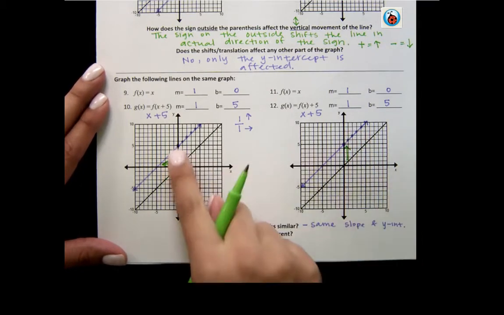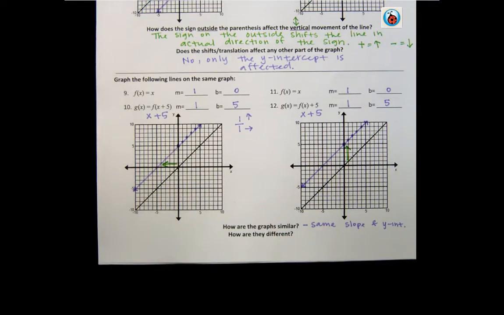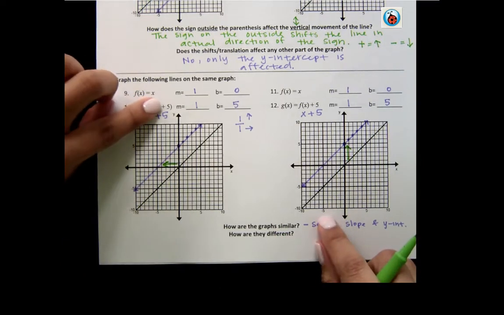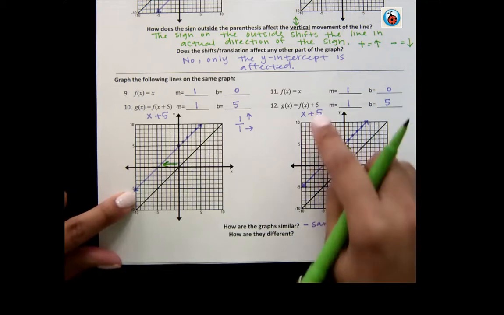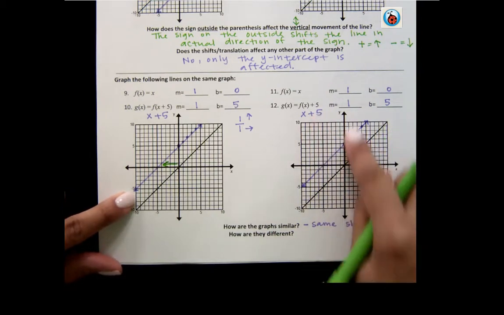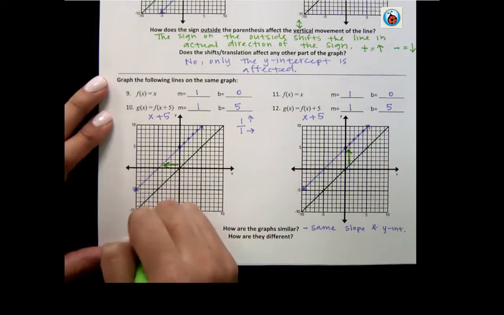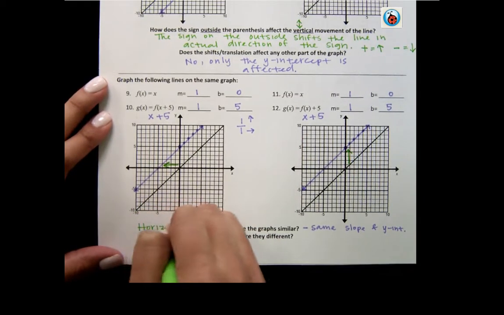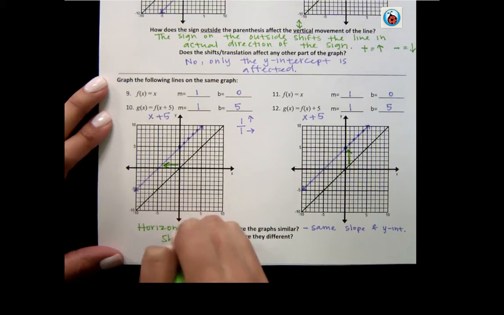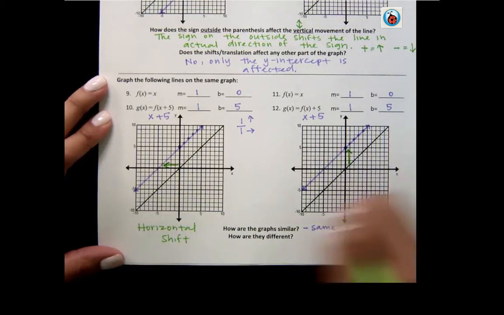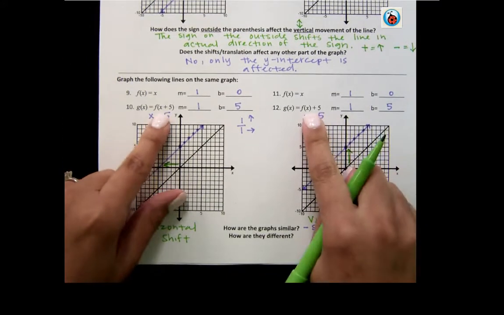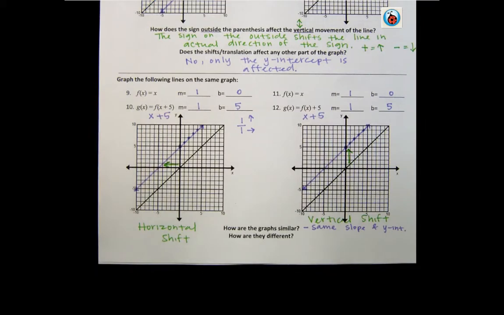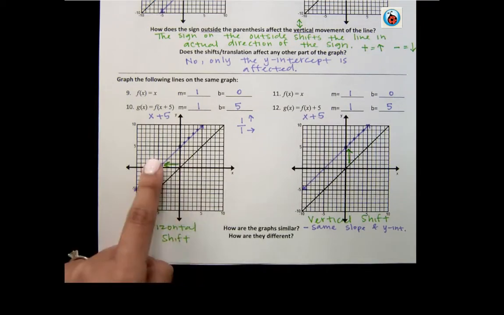So even though the graphs look exactly the same, you need to pay special attention to whether your sign is on the inside of the parentheses, causing a horizontal shift, or on the outside of the parentheses, causing a vertical shift. So this is a horizontal shift, but this one is considered a vertical shift. Even though they look the same, because the equations look different, they're considered to be two different shifts. One is left, one is up.